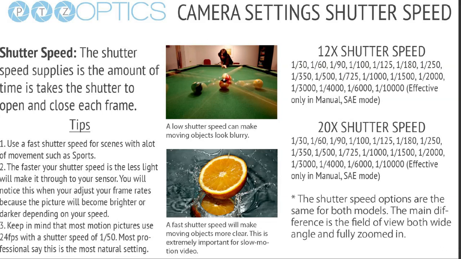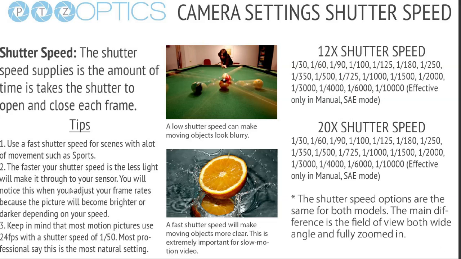Now, shutter speed kind of has the same type of effect in a way. The shutter speed applies the amount of time it takes the shutter to open and close, which lets a different amount of light in depending on how much time the shutter is open. So a fast shutter speed you would want to use for scenes such as sports with a lot of movement. The faster your shutter speed, the less light will come through.